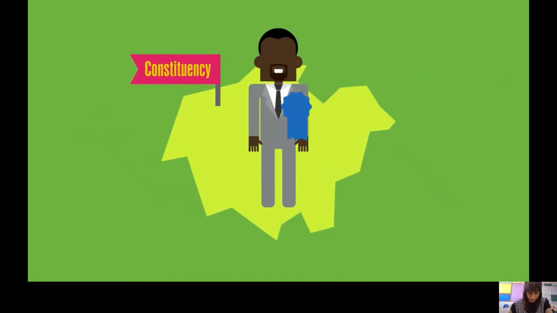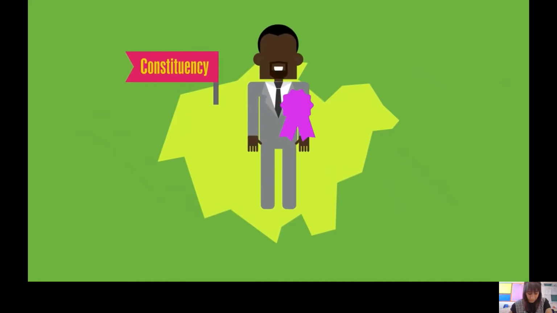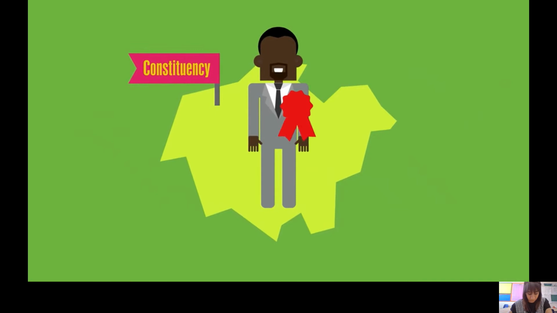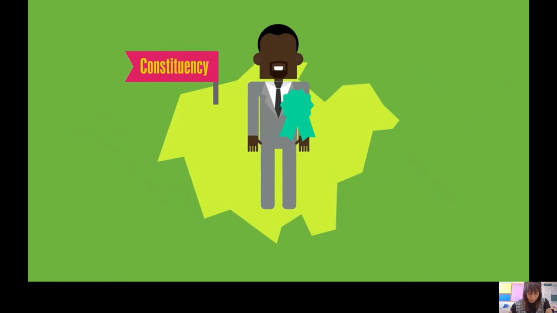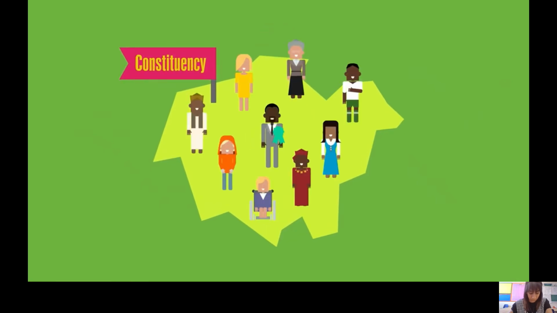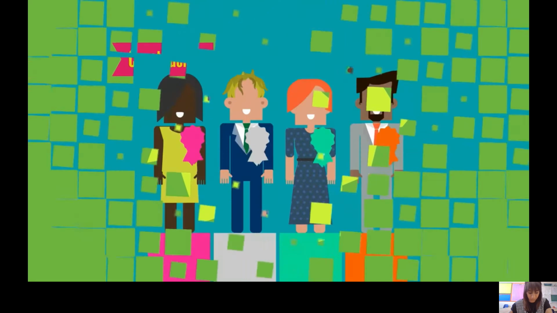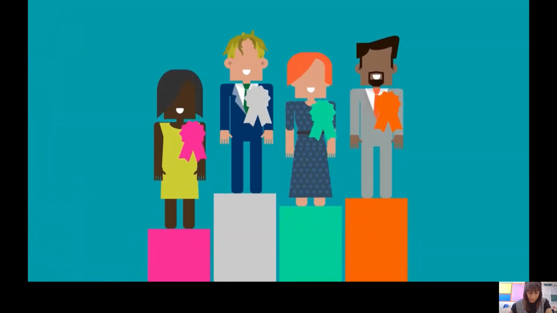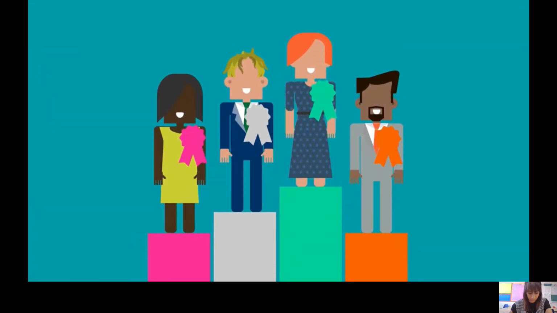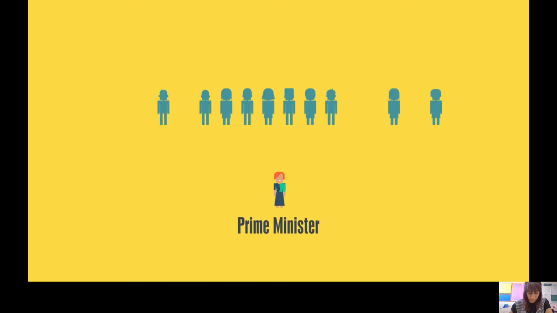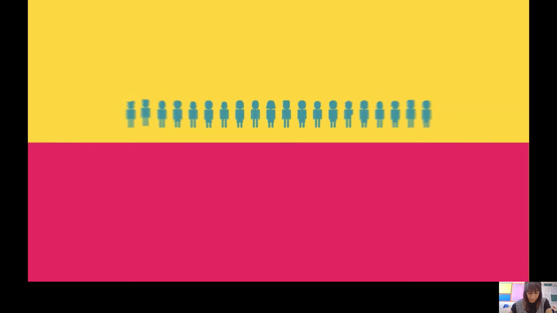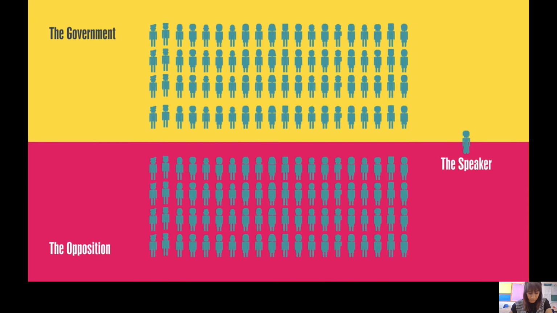Most MPs belong to a political party, which is a group of people with similar views on how the country should be run. And some MPs are independent, which means they aren't part of any party. MPs are voted for by the people in their constituency at general elections. The leader of the party that wins the election becomes the Prime Minister. The Prime Minister and their party run the country and are called the government.